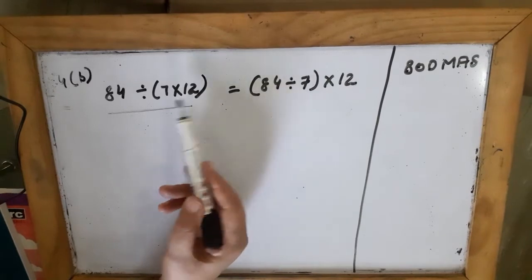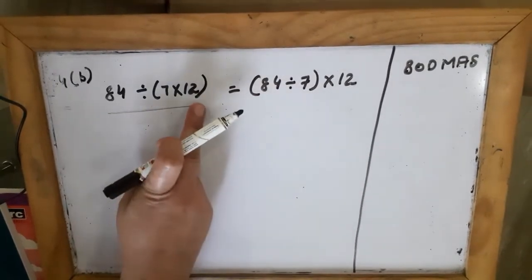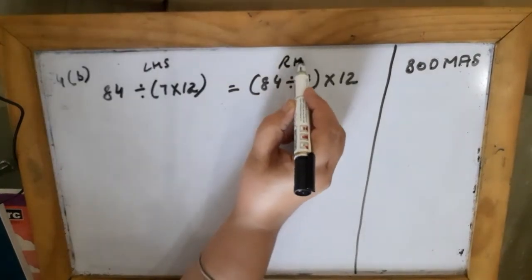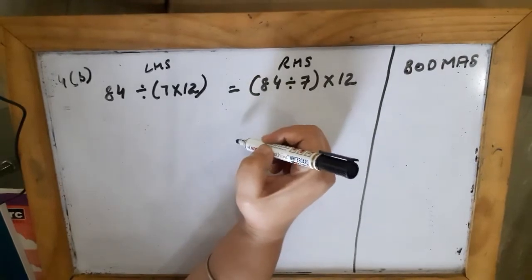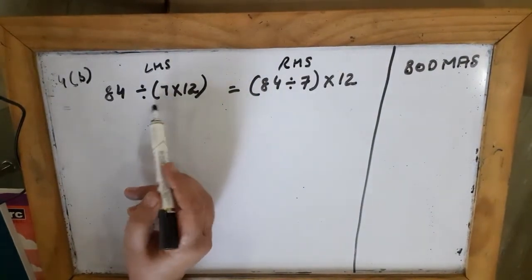If on both the sides you get the same answer, it means this statement is true, otherwise it is false. So I can say this is left hand side and this is right hand side, and between them you have a sign of equal to. So let me solve this left hand side. So there is a bracket.